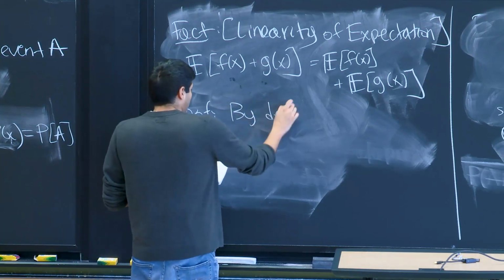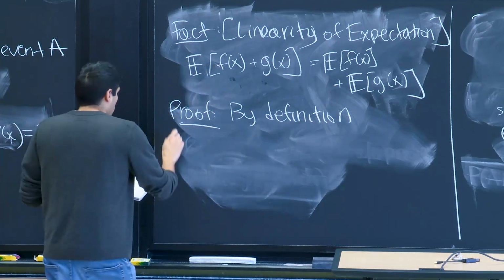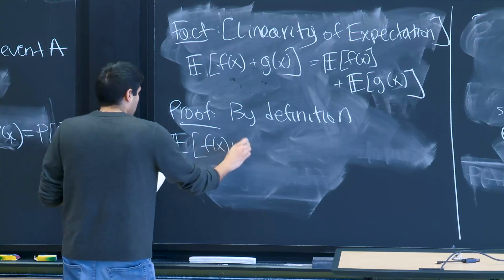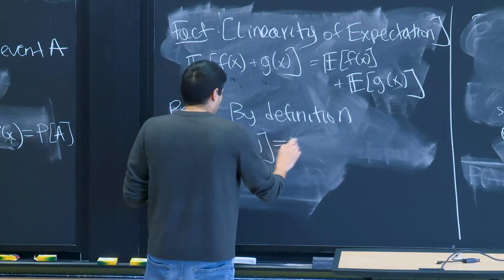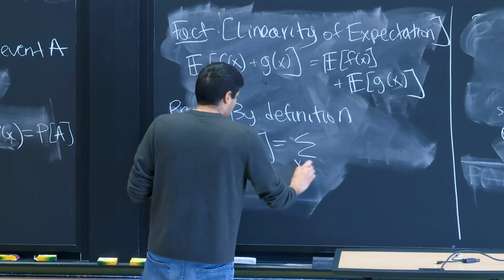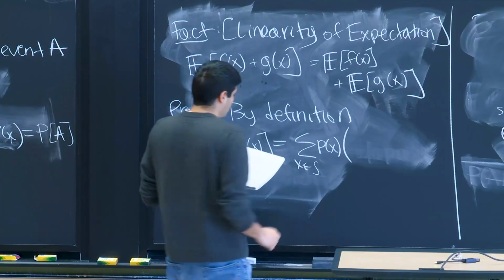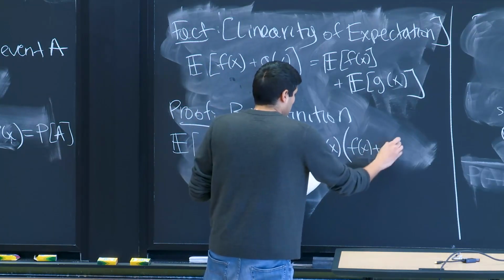All we have to do is follow our nose and use the definition. We can look at the left-hand side, the expectation of f of x plus g of x. By definition, this is the sum over all x in my sample space of p of x times the value of the random variable, which is f of x plus g of x.